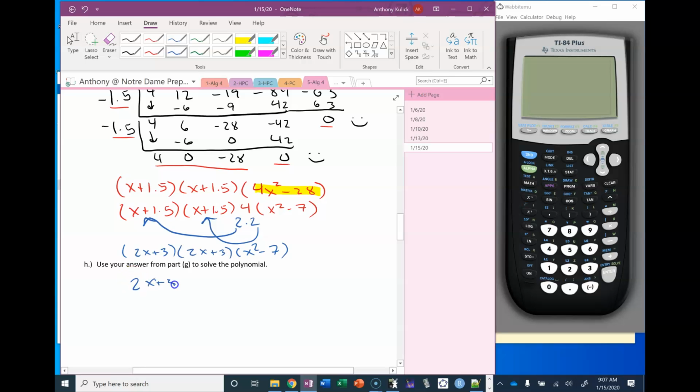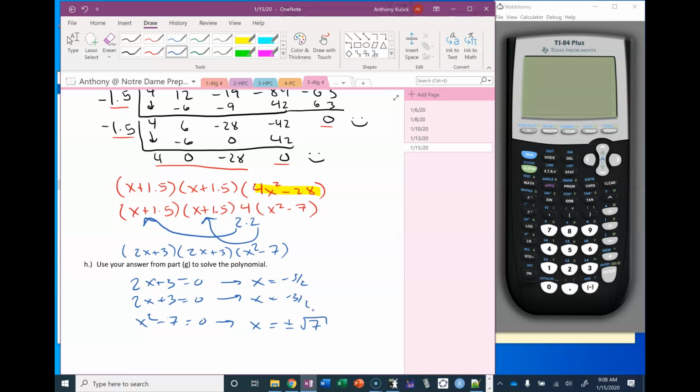And now that we're in factored form, to solve this, we can just set each of these pieces equal to 0 and solve. So here I get negative 3 over 2. Here I get negative 3 over 2. Here I add 7 to both sides and then square root. So I get plus or minus the square root of 7. So those are my 4 solutions.